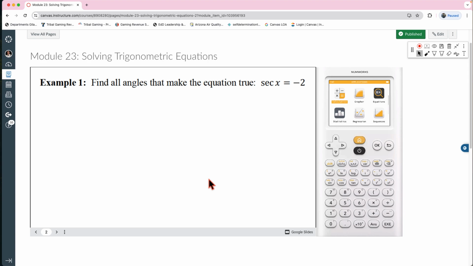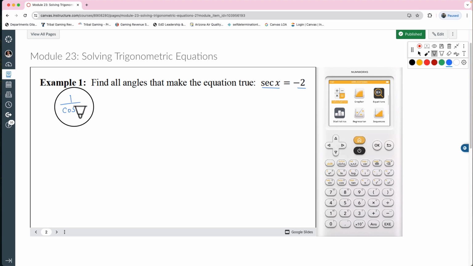Solving these equations. So we want to first of all find all the angles that make this equation true. So secant x equals -2. One of the things we will do in solving equations is using our identities, and what we'll find is oftentimes it's a lot easier for us, because we know the angles and everything, if we convert statements in terms of cosine and sine. So secant x is 1 over cosine.